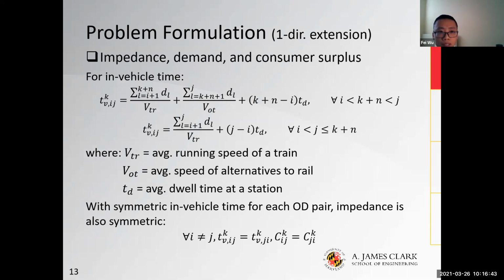So in in-vehicle time, we are considering the possible use of multiple transit modes. So we have the average speed for a train, and also an average speed for alternative modes to rail.